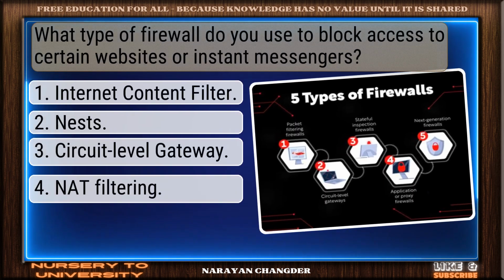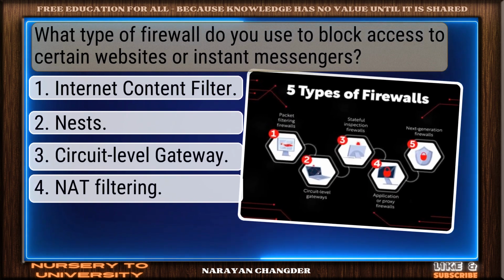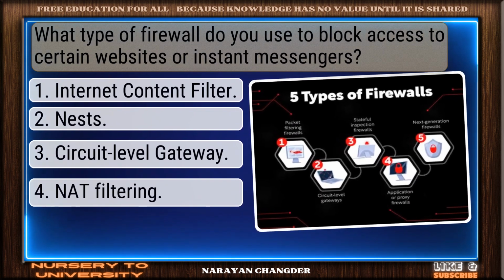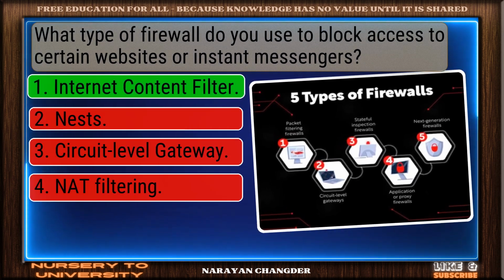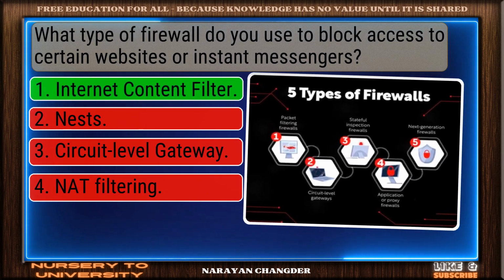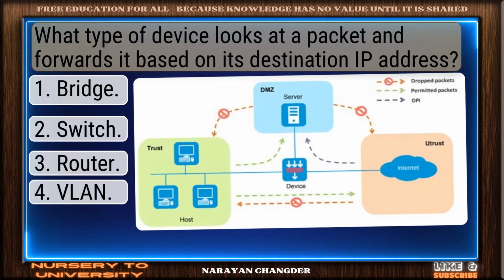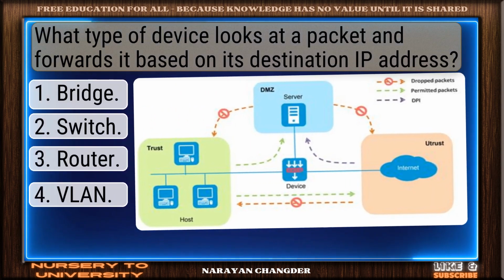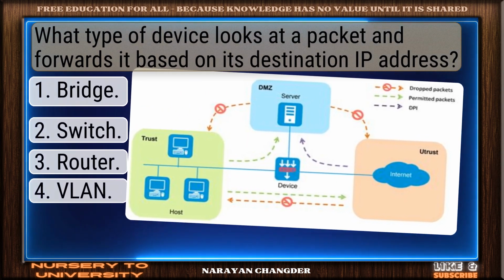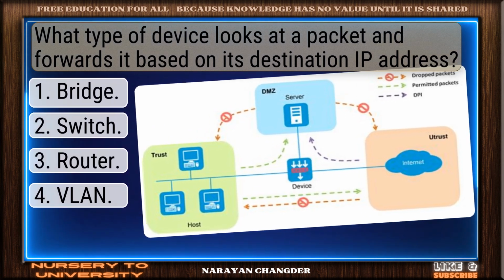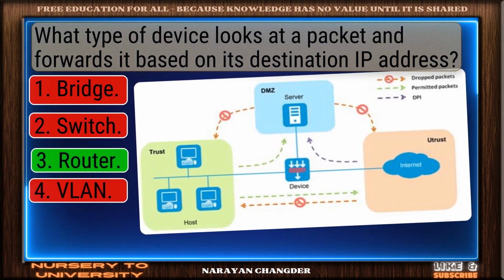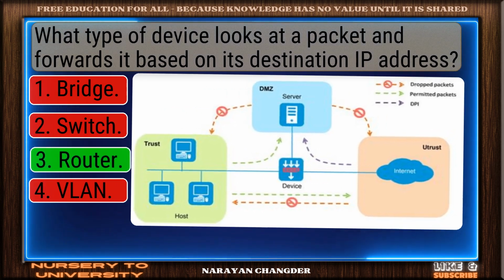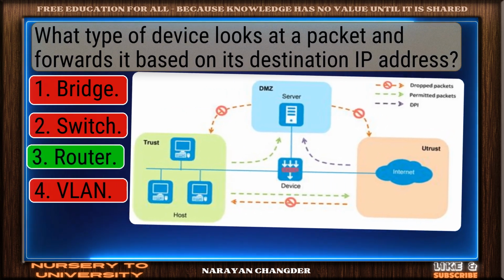What type of firewall do you use to block access to certain websites or instant messengers? Nice work. You chose Internet content filter and it is correct. What type of device looks at a packet and forwards it based on its destination IP address? Exactly. Router makes sense and it is the right choice.